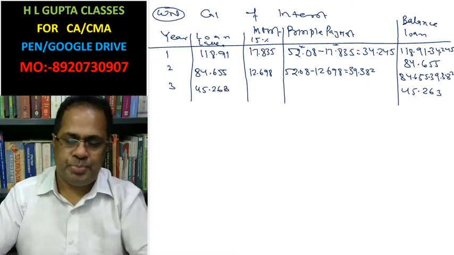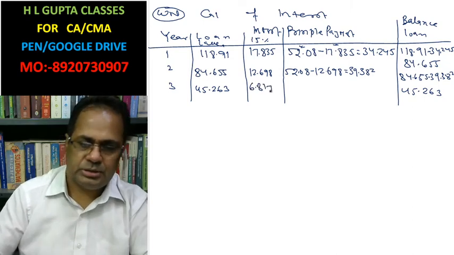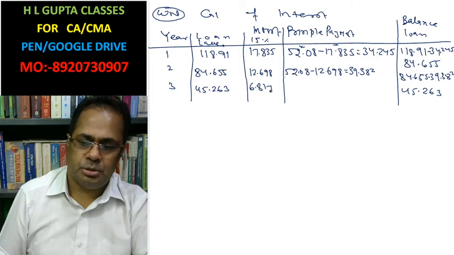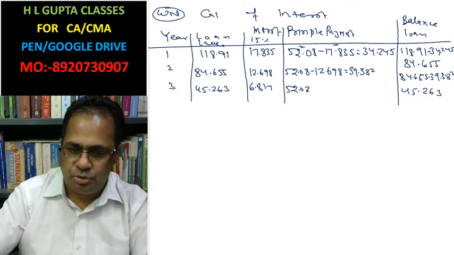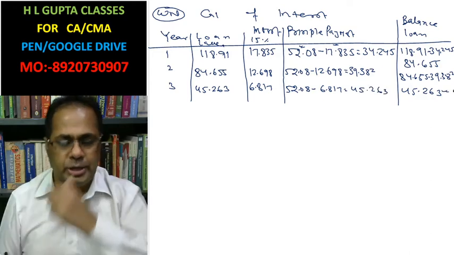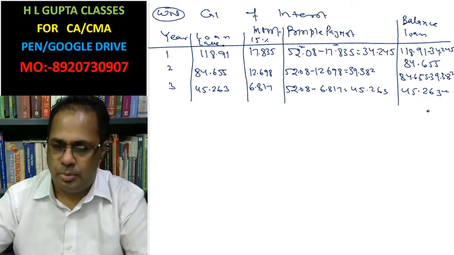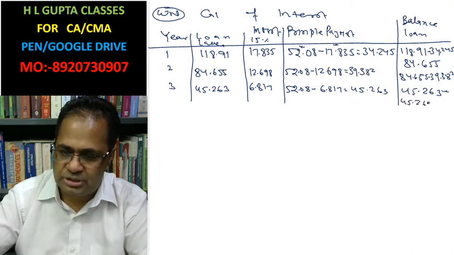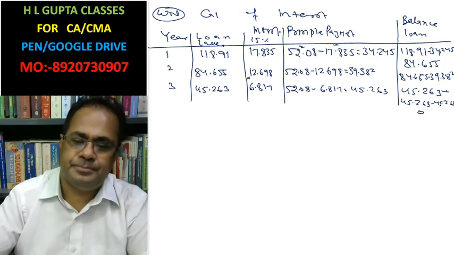Interest on this is 6.817. Now in this case, 52.08 minus 6.817 would be 45.263. This is the principal paid. 45.263 minus 45.263 is 0. Now look at it, we have paid the interest.